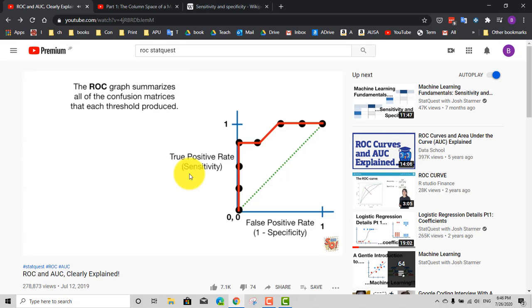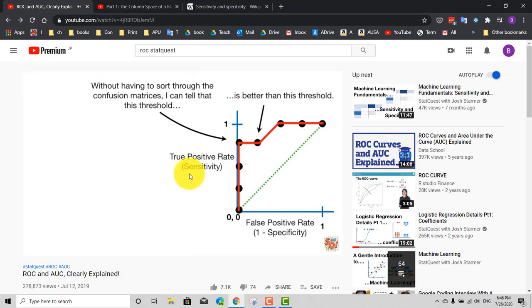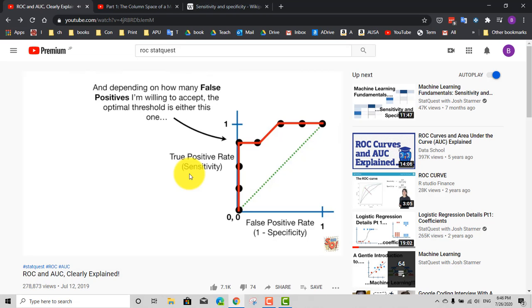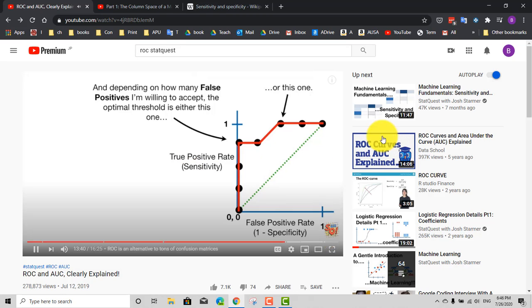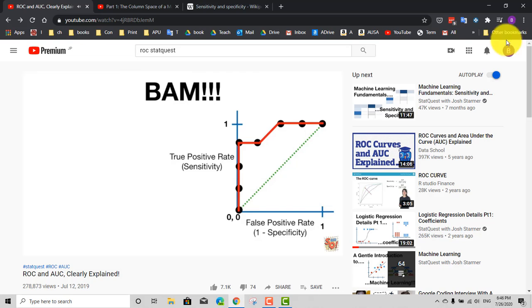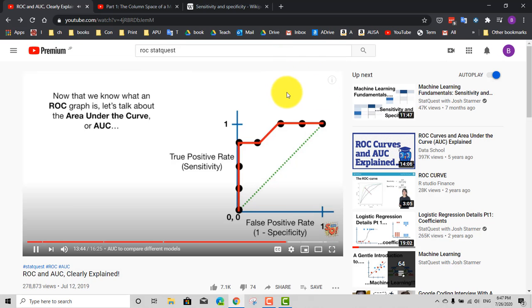The ROC graph summarizes all of the confusion matrices that each threshold produced. Without having to sort through the confusion matrices, I can tell that this threshold is better than this threshold. And depending on how many false positives I'm willing to accept, the optimal threshold is either this one or this one. Bam!